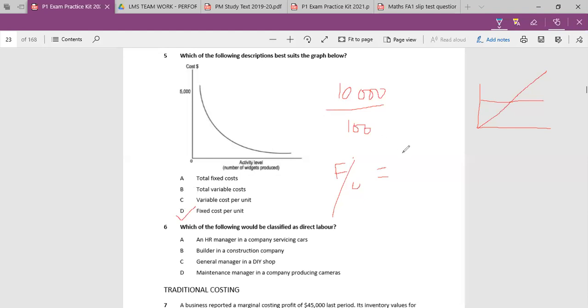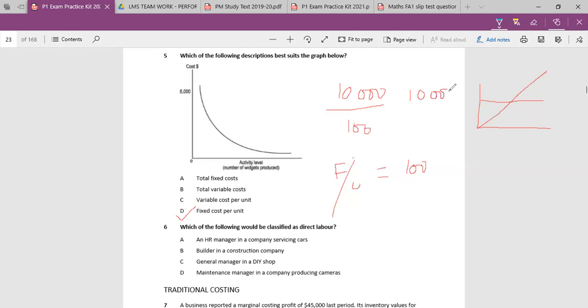I'm really sorry. Fixed cost per unit will be, 2 zeros are gone, it would be 100. Okay. Then let's say that the output, the total number of units, is increasing. What if it becomes 500? So 10,000 would be the same.